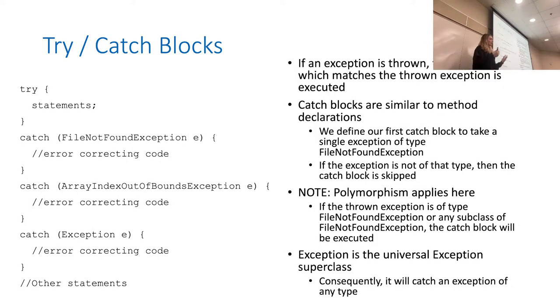So now that we recognize that exceptions are objects that have inheritance, right, that have superclasses and subclasses, when we think of catch blocks catching the exception object that is thrown by nature of assigning that exception to variable E, we need to remember that polymorphism applies here. So if the thrown exception is of type file not found exception or any subclass of file not found exception, the catch block will be executed. And to make this final point, if you have what this last catch block on the bottom has, which is exception E, exception is the universal exception superclass, meaning if you catch exception E, that'll catch every exception that could possibly be thrown in your try block.